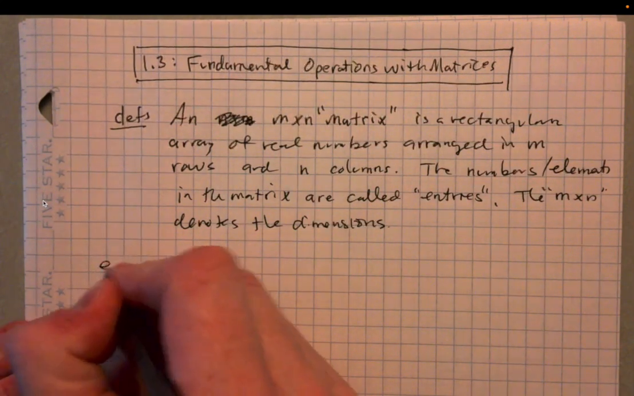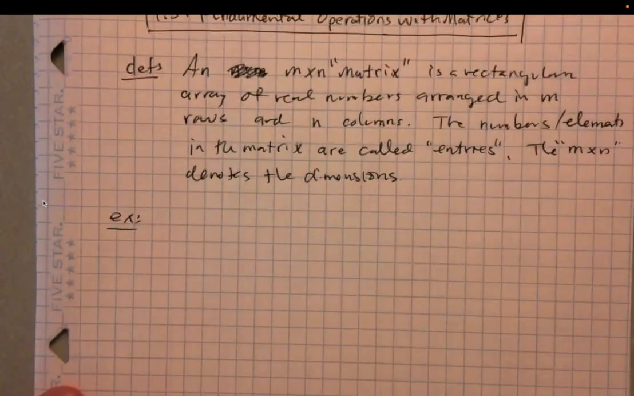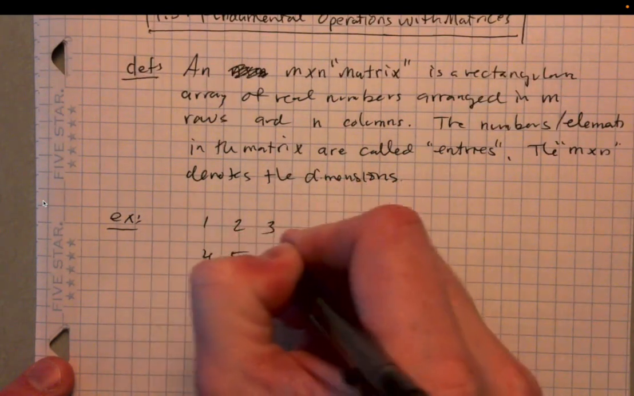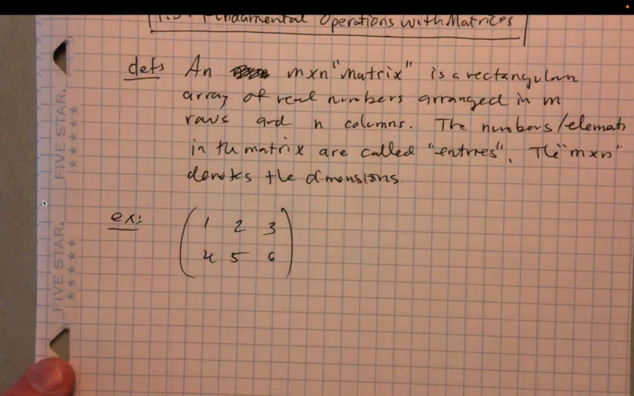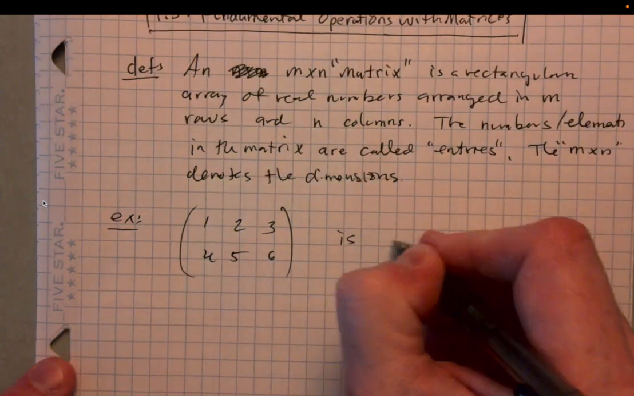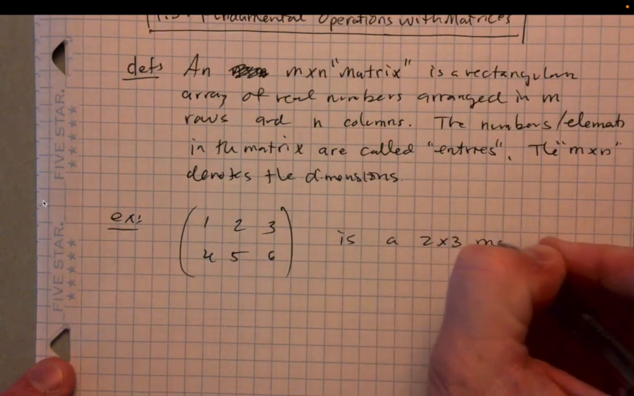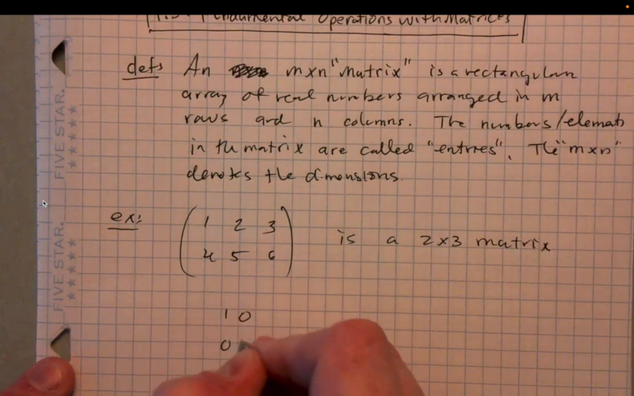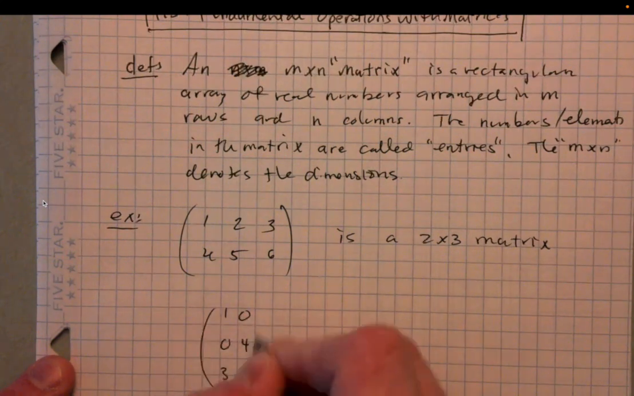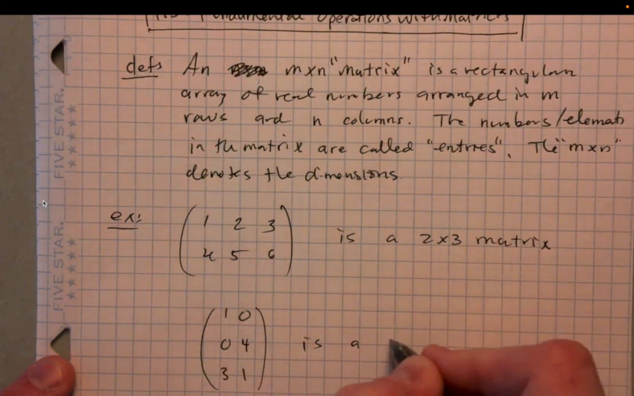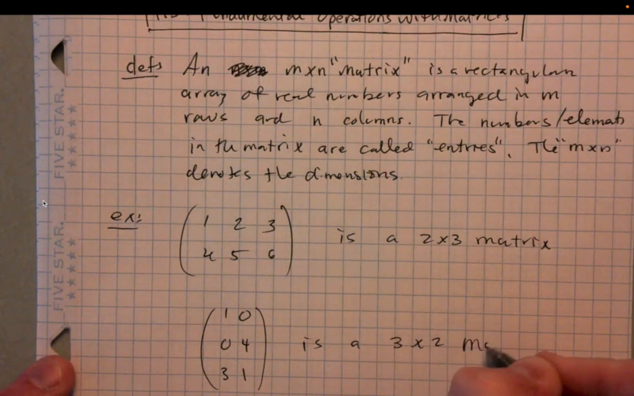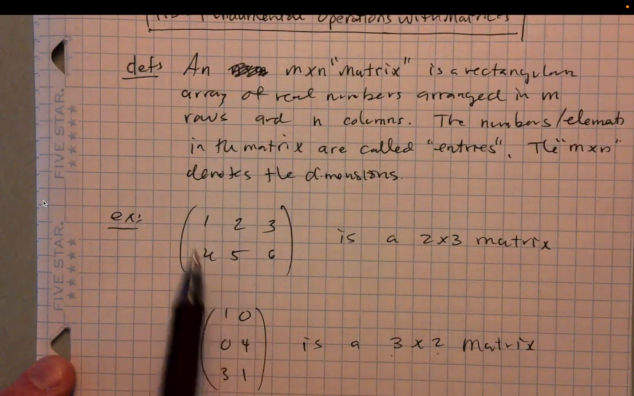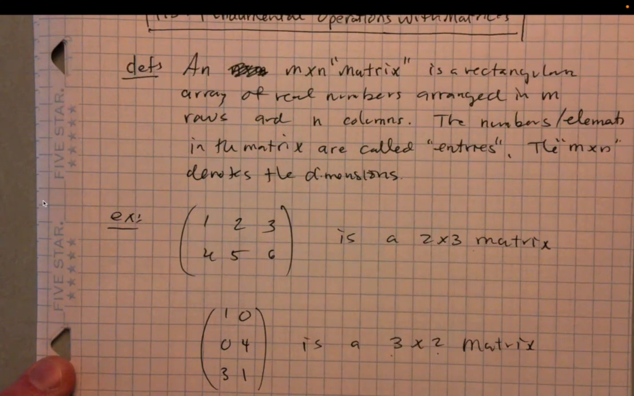Let's take a look at an example or two here. So 1, 2, 3, 4, 5, 6 as a matrix is a 2 by 3 matrix. What about this? 1, 0, 0, 4, 3, 1 is a 3 by 2 matrix. 3 rows, 2 columns, 3 by 2. 2 rows, 3 columns, 2 by 3.